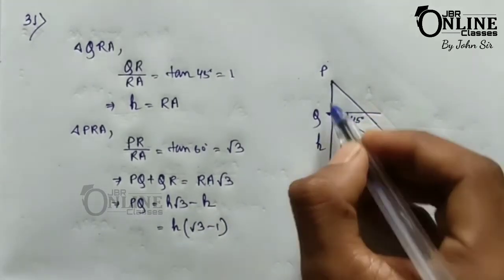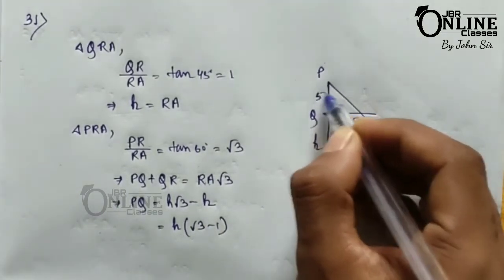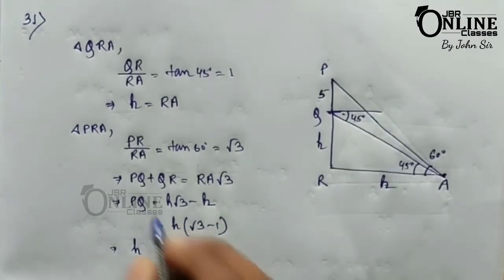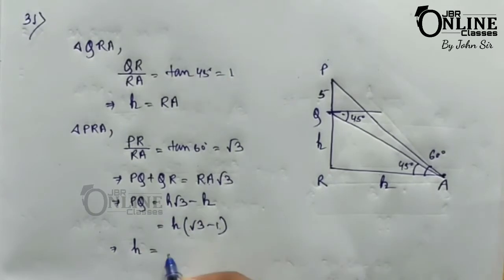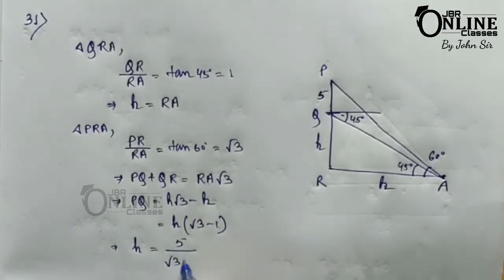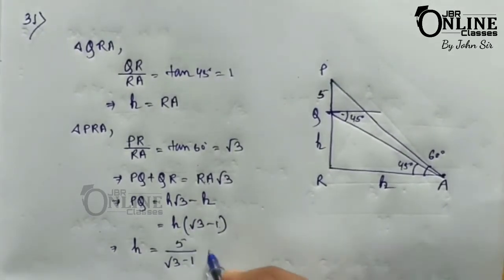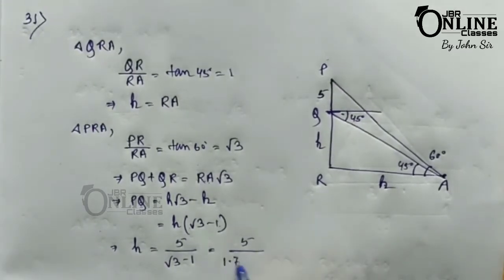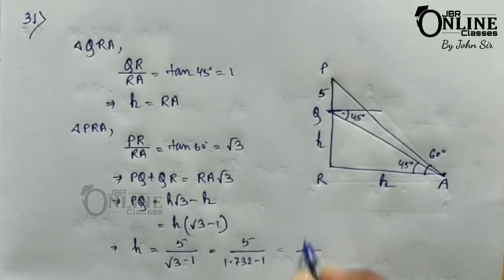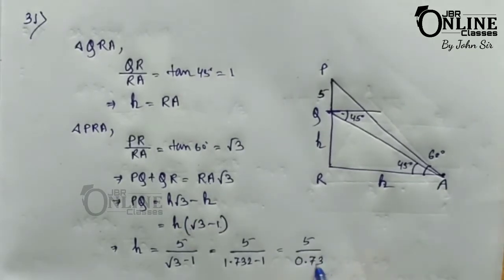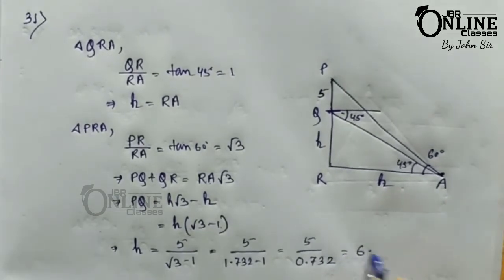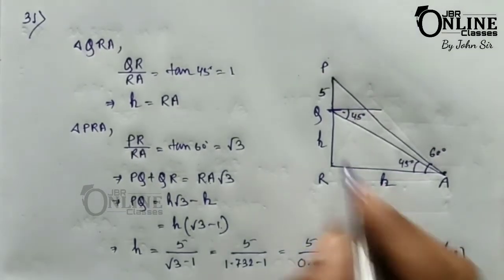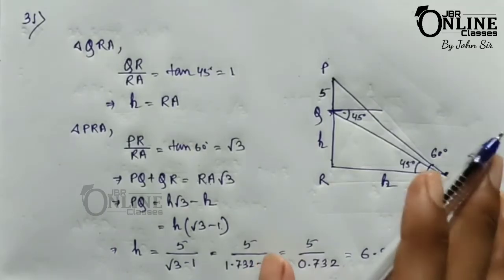Okay. Now in the question the height of the pole is given, that is equal to 5. So here the value of PQ equals 5. So finally you can write h equals PQ by root 3 minus 1. That means 5 by root 3 minus 1. Okay, so here 5 by, now root 3 equals 1.732 minus 1. That means 5 by 0.732, and that equals 6.83 approximately. So 6.83 is the height of that tower QR.